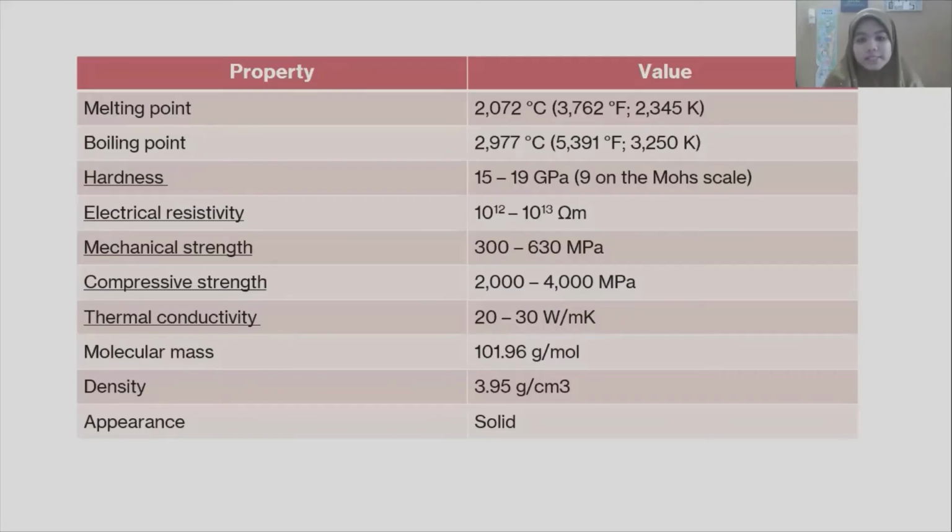So here you can see a table of aluminum oxide properties: the melting point, boiling point, hardness, electrical resistivity, mechanical strength, compressive strength, thermal conductivity, molecular mass, density, and the appearance. For the next slide, I'm going to hand this over to Hazel to describe the aluminum oxide production.